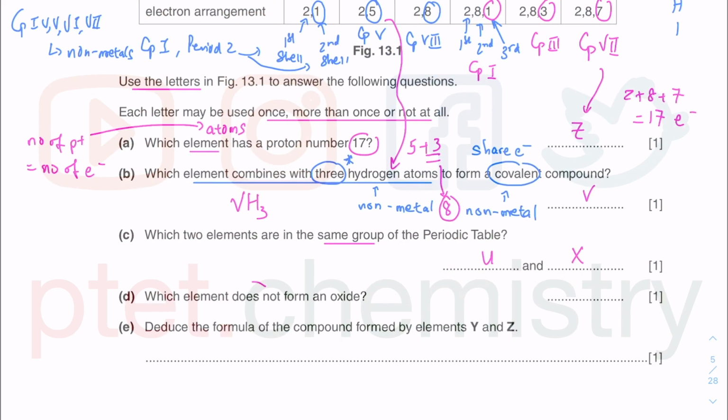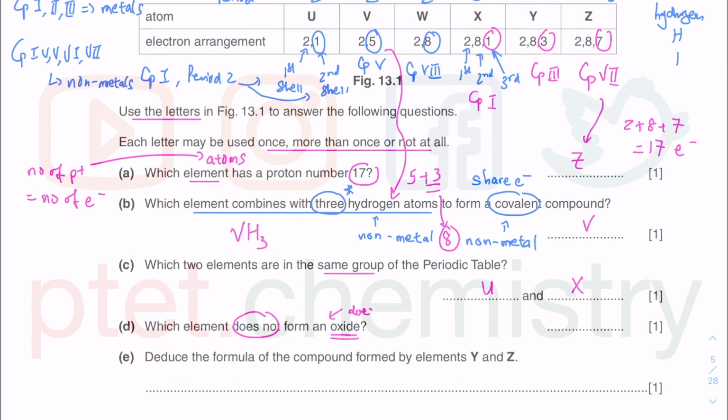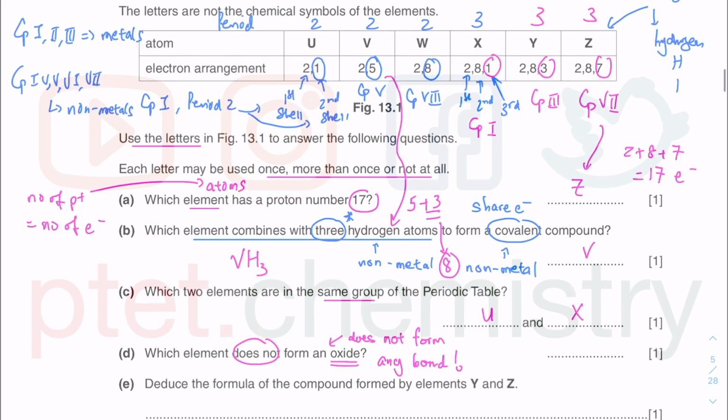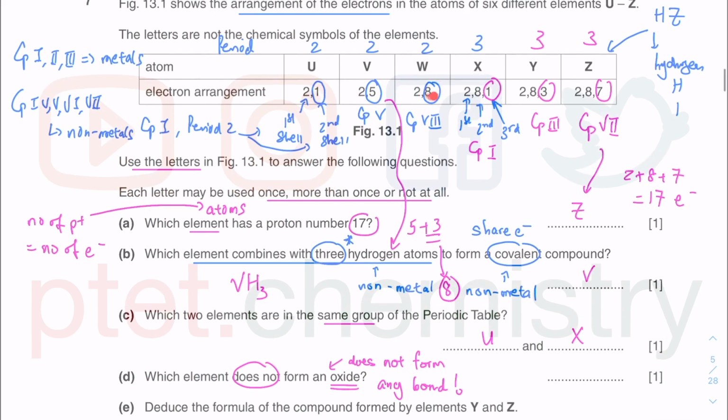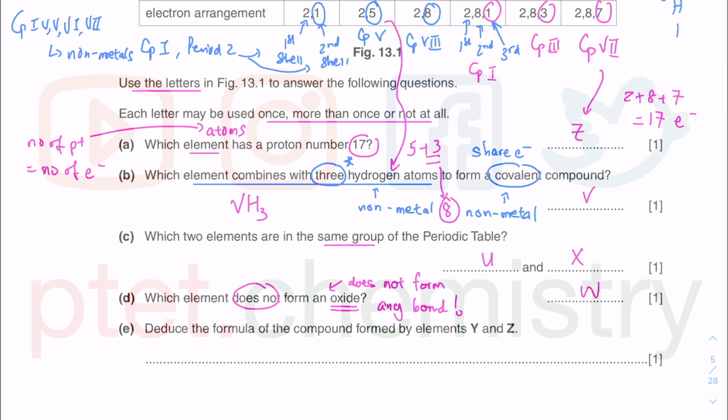Which element does not form an oxide? So it does not bond at all. It does not form any bond, whether it's ionic or covalent. We're looking at a fully filled outer shell, which are the noble gases. This is 2 plus 8 is 10. So proton number 10, that is neon. But we want the letter, which is W.